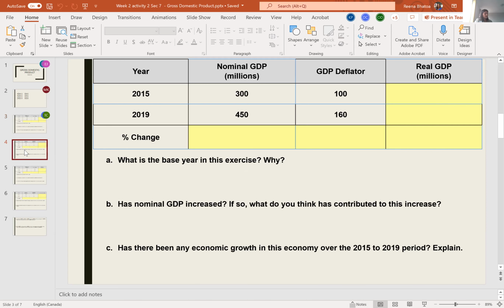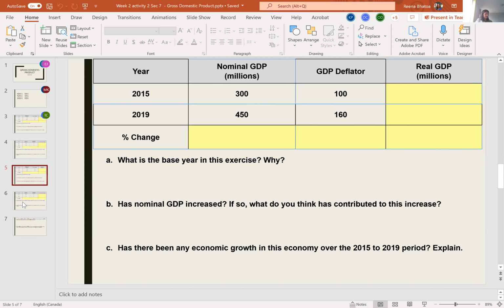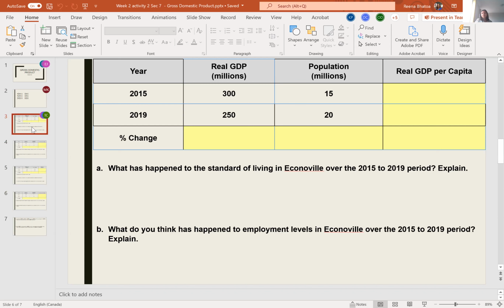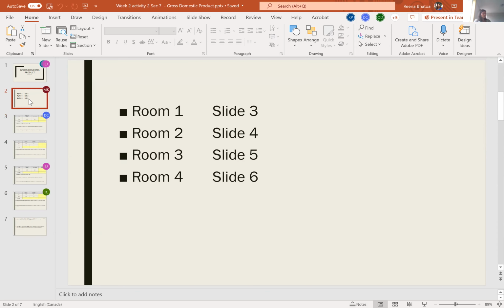Okay. The second slide is not similar. Real GDP and population are given. So you will calculate real GDP per capita and the same growth rate of real GDP, population, and real GDP per capita. And then answer these 2 questions. Okay. The same is for the next slide and the next slide. The numbers are different, but the questions are the same. So 4 slides we will work on. And I'm going to open the breakout rooms now.